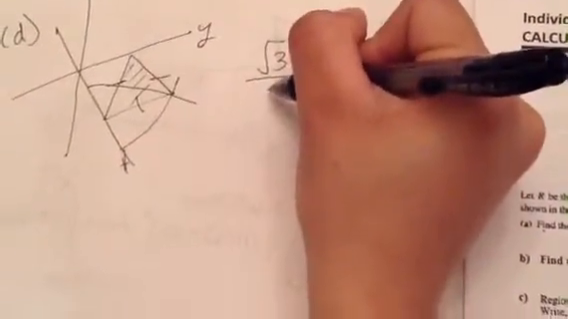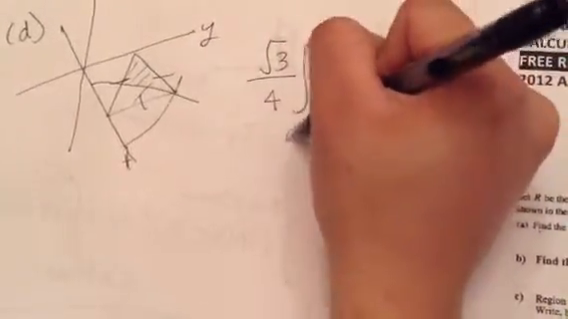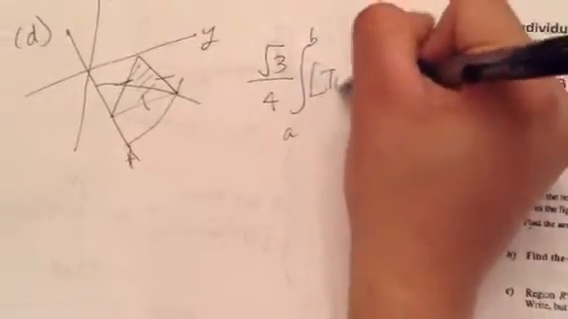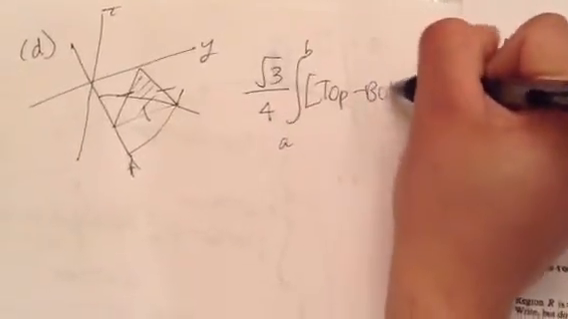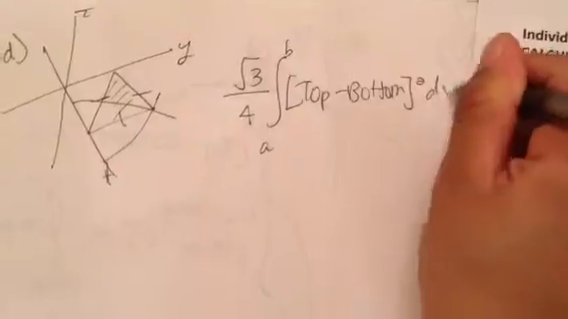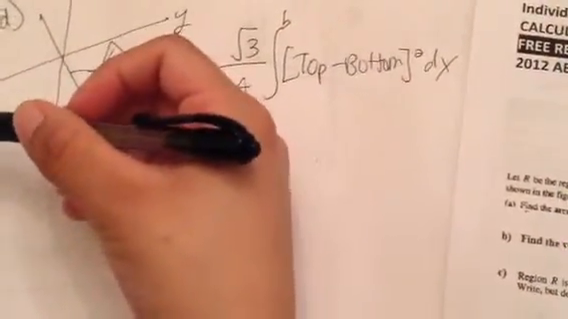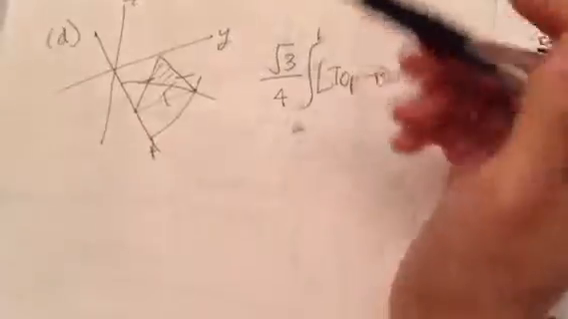square root of 3 over 4, integral from a to b, top minus bottom, squared dx. And so again, we're just going to have to plug in our values, and since we have 2 tops and 2 bottoms, we're just going to have to find the volume of each and then add them together.